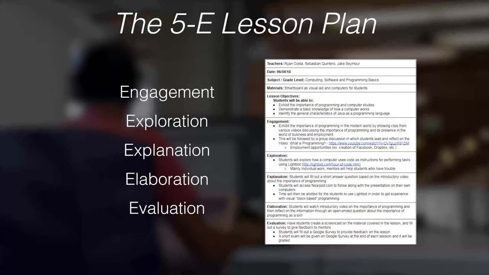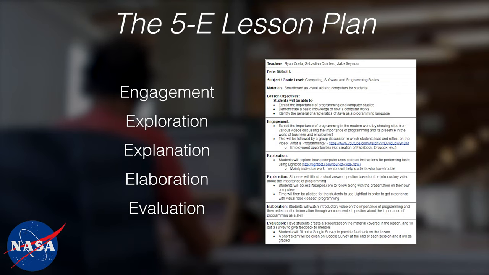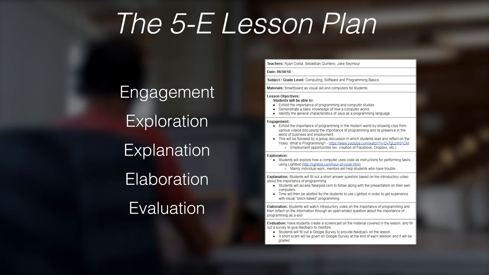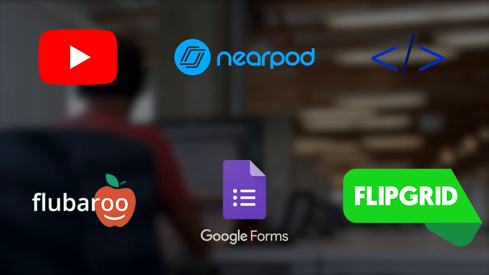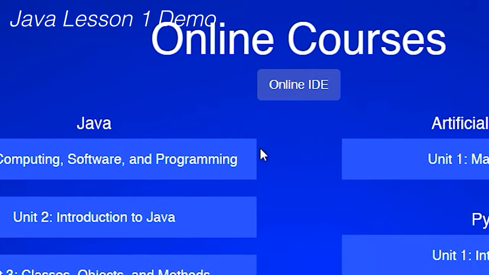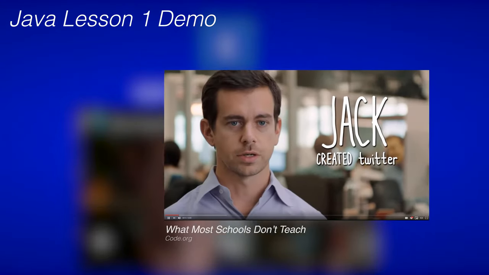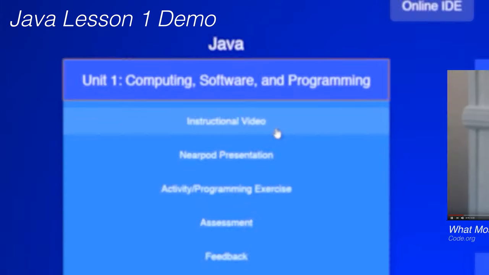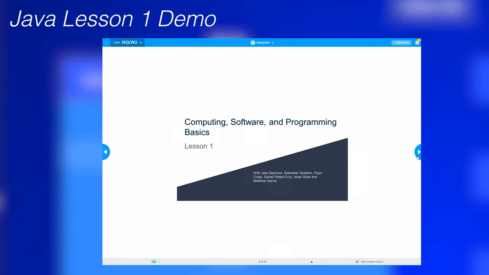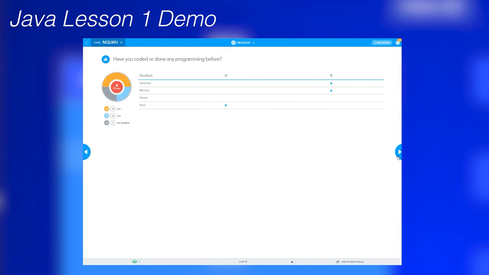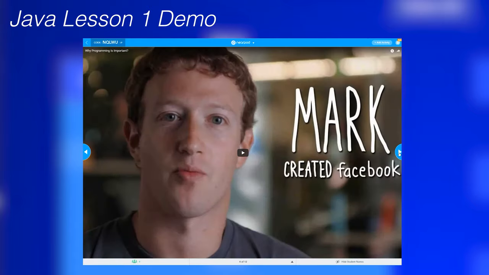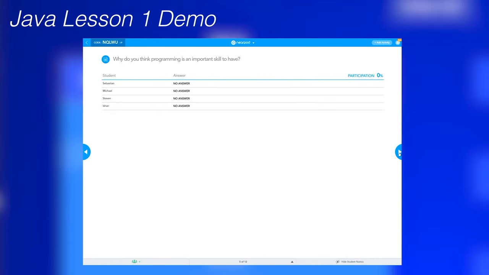Each unit is created using the 5E lesson plan, the national standard for STEM education. This NASA-endorsed curriculum structure helps us to keep the users actively engaged throughout the lessons. There are 6 components to each lesson. For example, in Java Lesson 1, we have an instructional introductory video explaining what this unit is about and what they will be learning. A Nearpod presentation, a software that allows high interaction between users and the instructors, permitting us to control the presentations during the sessions while still allowing users to browse in their free time.